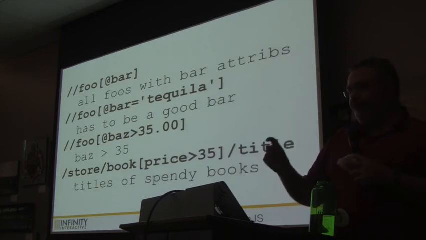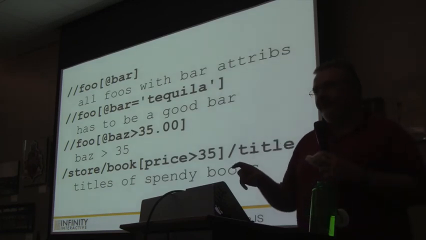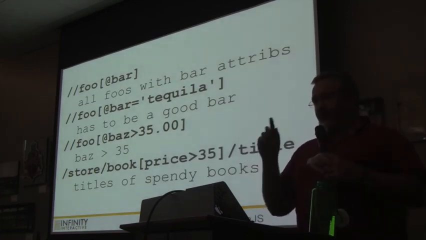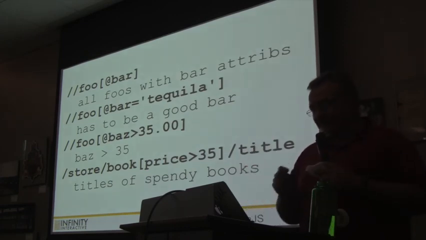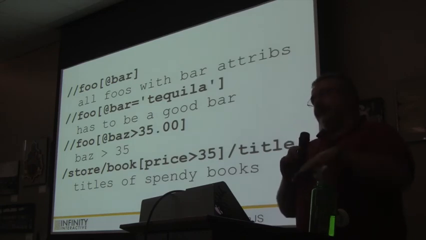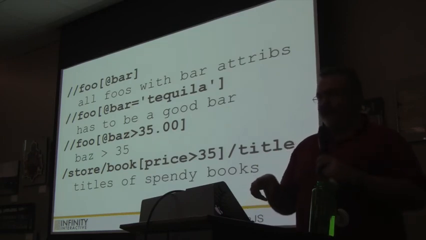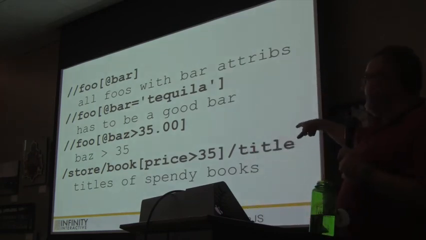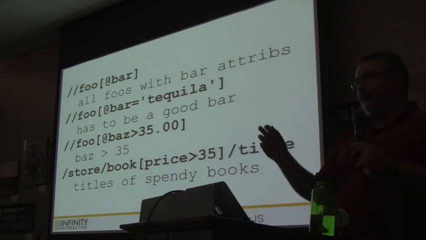Here I want all the foos where there is a bar attribute of any kind. I don't care what it is, but it has to have a bar attribute on it. The second one, it has to be a good bar. I think DJ's dugout is a good bar, I'm not sure. But you can also do greater than, so you can say, hey, the value of this thing has to be greater than this or less than this. And if you wanted to grab a list of spendy books, you can grab the titles of all the books in the store where the price is greater than 35, and price is an attribute of the book element.